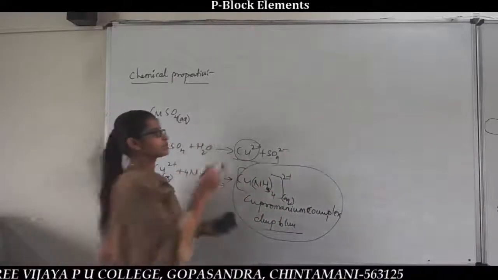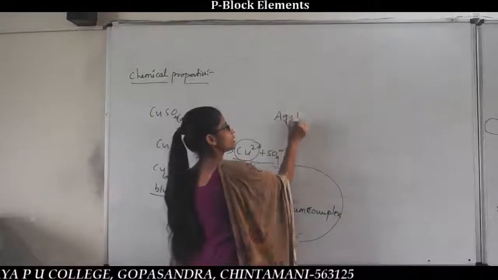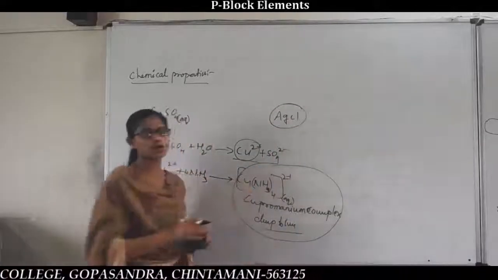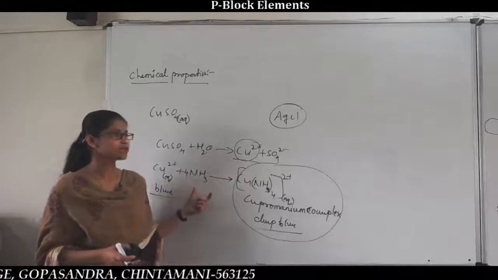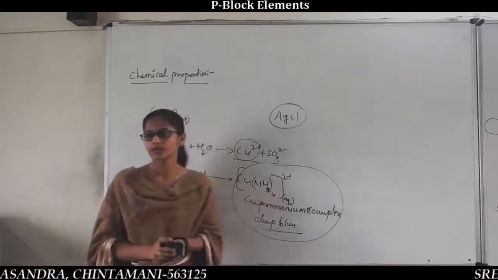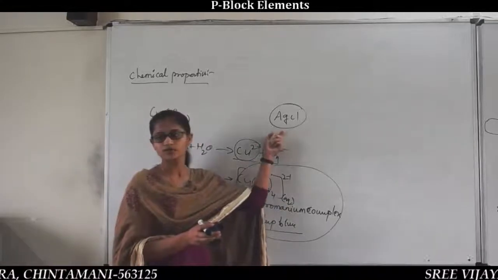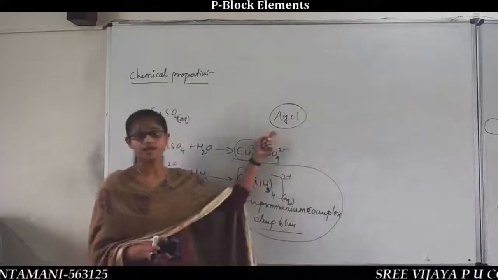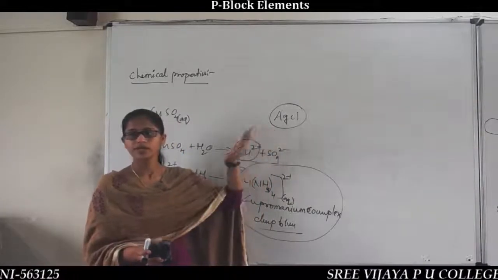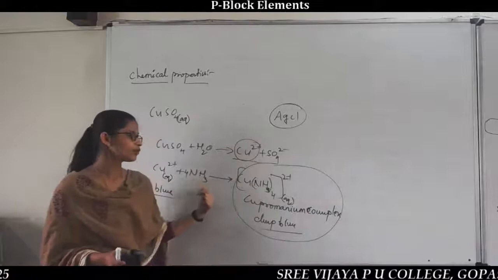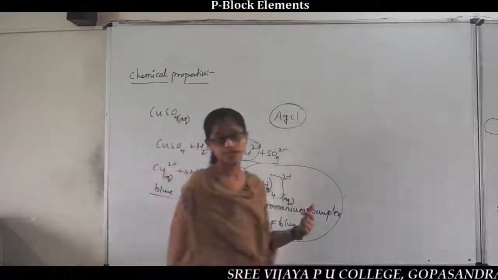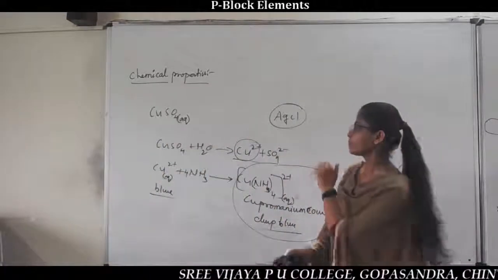Another is AgCl, silver chloride. It also reacts with ammonia and also forms a complex. AgCl is white in color. It reacts with ammonia and gives rise to a complex called the silver complex. It is brownish in color.